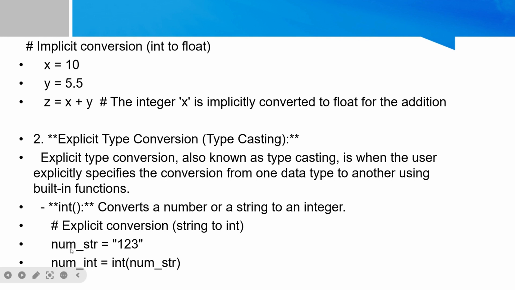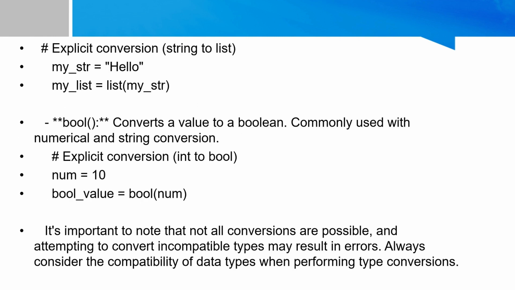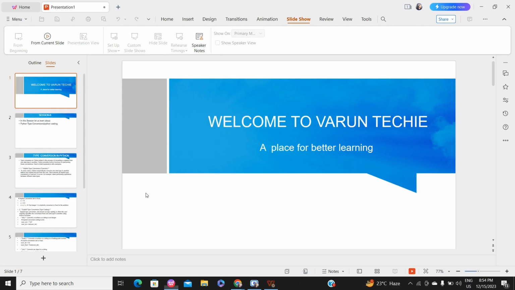This is the code. Here, from string to int, we gave a string and we have converted to int. From int to string. String to list and boolean. It's a note that all conversions are not possible, and attempting to convert incompatible types may result in errors. Now, I will show you some examples.